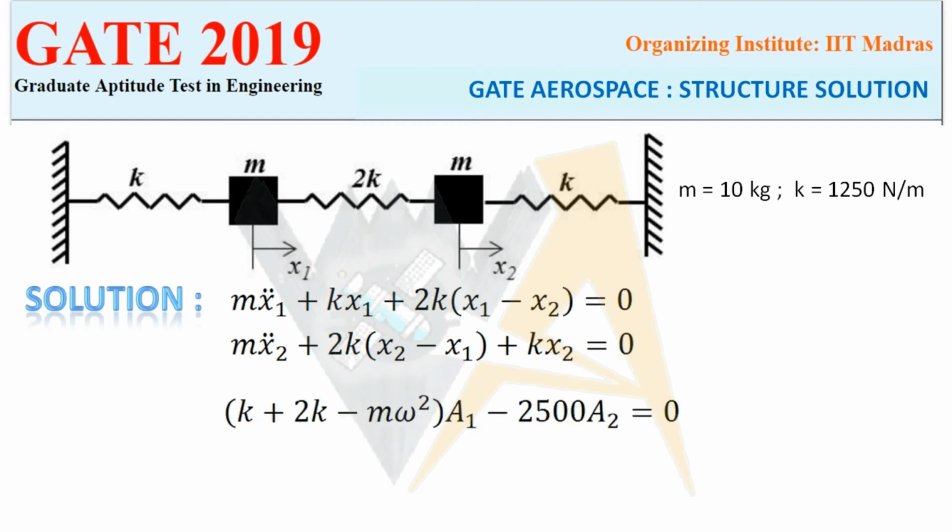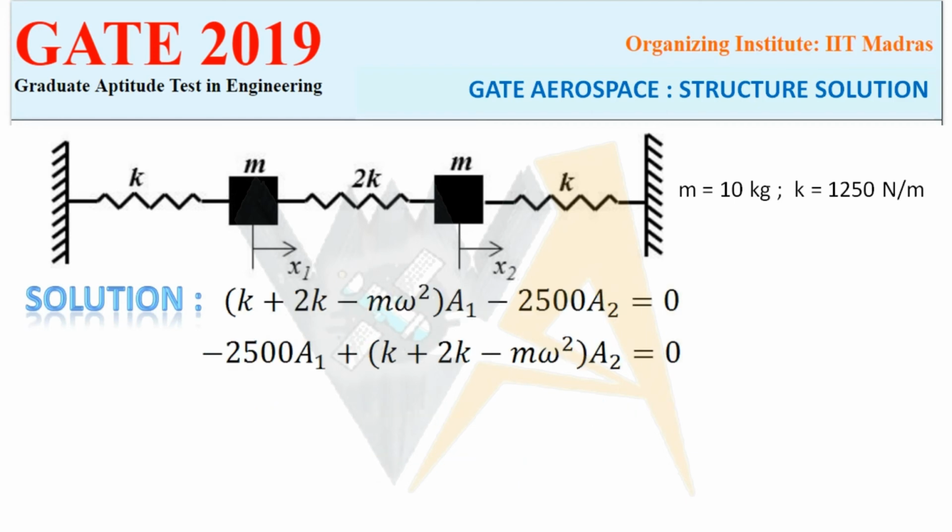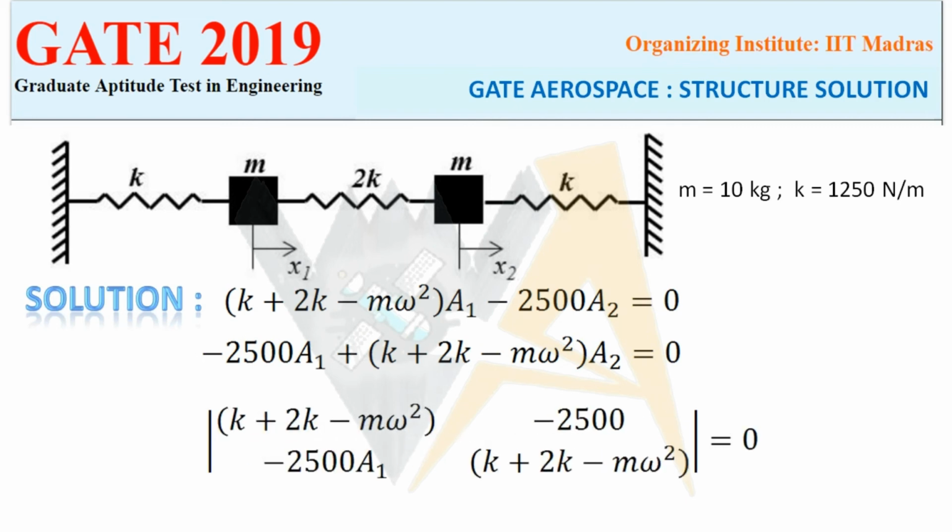After we substitute this in the above equation, we get the simplified equation as (k plus 2k minus m omega square) a1 minus 2k a2, which is 2500 a2. Similarly for the second equation, when you substitute the values, you get minus 2500 a1 plus (k plus 2k minus m omega square) into a2. Now these equations can be converted into the characteristic equation, in terms of a determinant equal to 0.